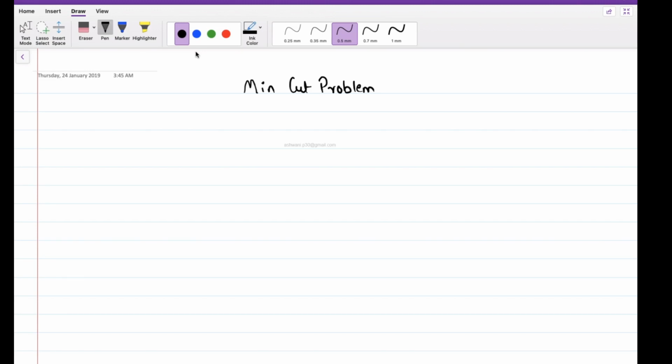An application of the maximum flow problems in which we discuss the Ford-Fulkerson algorithm and its modification as Edmonds-Karp algorithm. So in this video, we will discuss the application of the minimum cut problem.